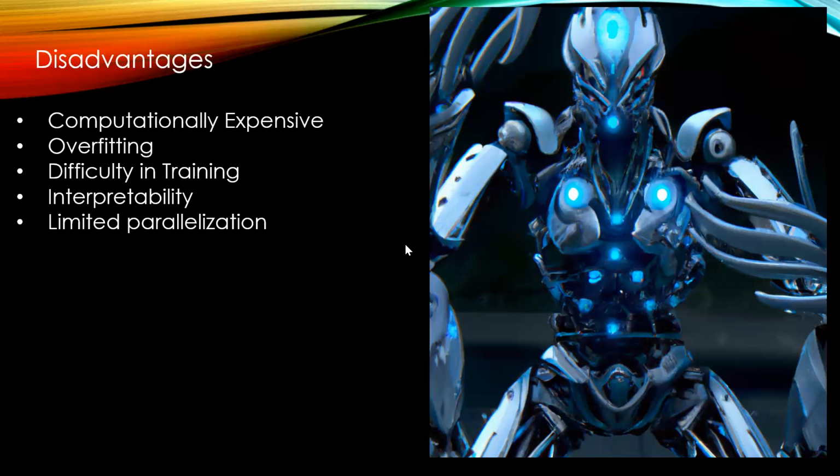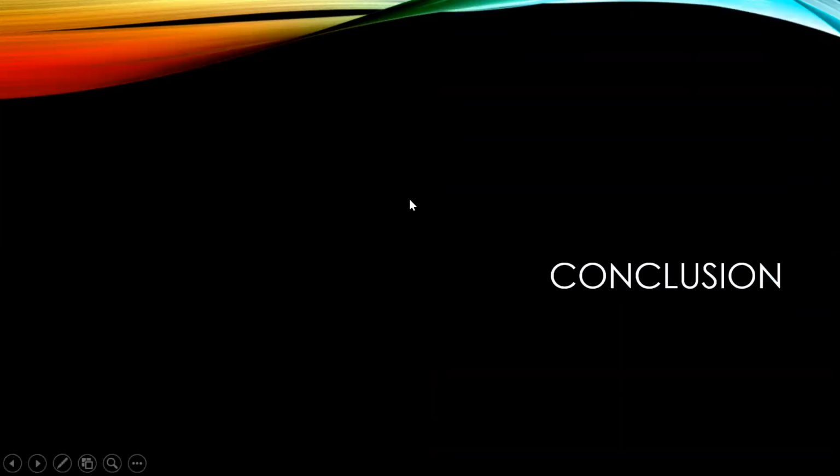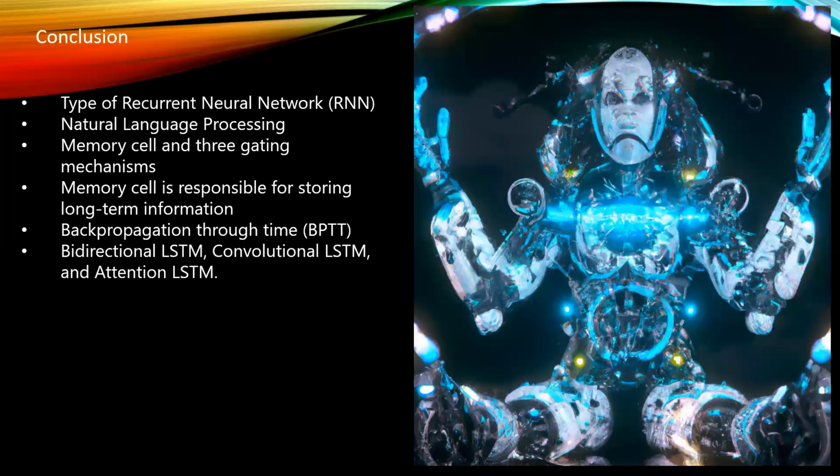Let's now proceed to the concluding slide. In the conclusion, we'll be summarizing some of the important salient features of LSTM. LSTM is a type of recurrent neural network that is designed to address the vanishing gradient problem of traditional RNNs. So this is a good interview question. Why do we need LSTM? It is a useful technique to address the vanishing gradient problem of traditional RNN architecture.